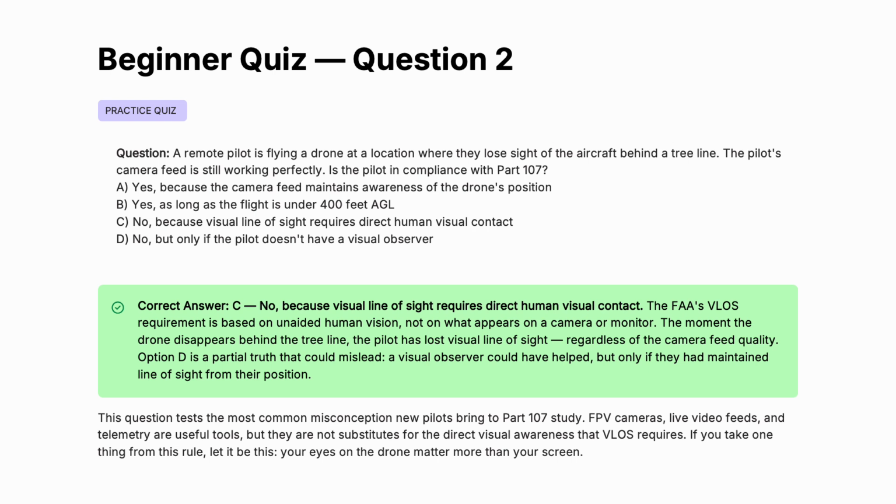Correct answer, C. No, because visual line of sight requires direct human visual contact. The FAA's visual line of sight requirement is based on unaided human vision, not on what appears on a camera or monitor. The moment the drone disappears behind the tree line, the pilot has lost visual line of sight.